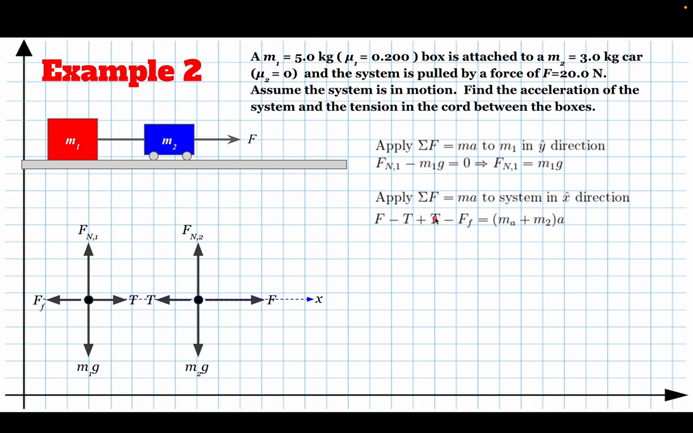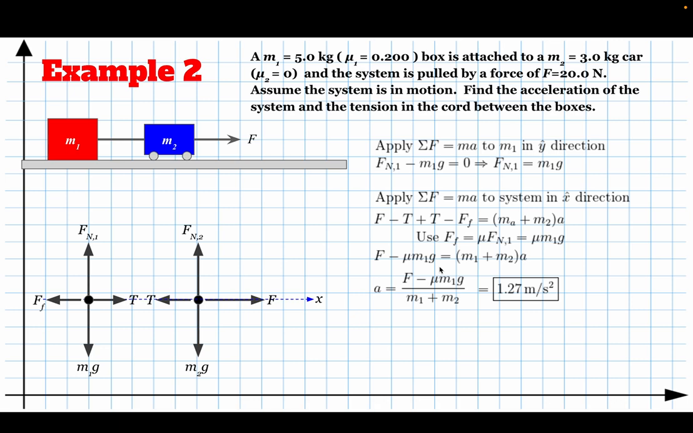Notice that the T's, the tensions, cancel. They're an internal force. Friction is not an internal force. It doesn't cancel. For friction, we're going to use mu times the normal force, which is mu m1g, because up here we're able to show that the normal force on block 1 is m1g. I'm going to substitute that in for the friction force. So when I rewrite it, canceling the T's and substituting in the friction force, I get this expression. I can solve that for a, plug in my numbers and get an answer. So it's 1.27 meters per second squared.